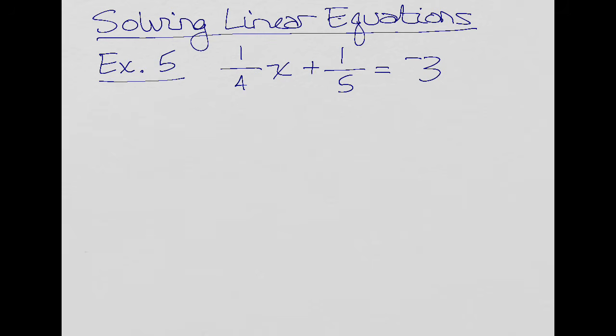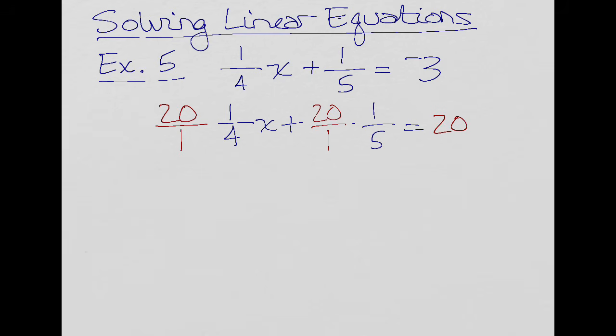Now that I know what my common denominator is, I'm going to multiply each and every term in my equation by that common denominator. Here we go. I'm going to multiply 20. That's a whole number, so I can put it over 1, times 1/4 x, plus 20 times 1/5 equals, and that's each and every term, including the constant on the other side, 20 times -3.